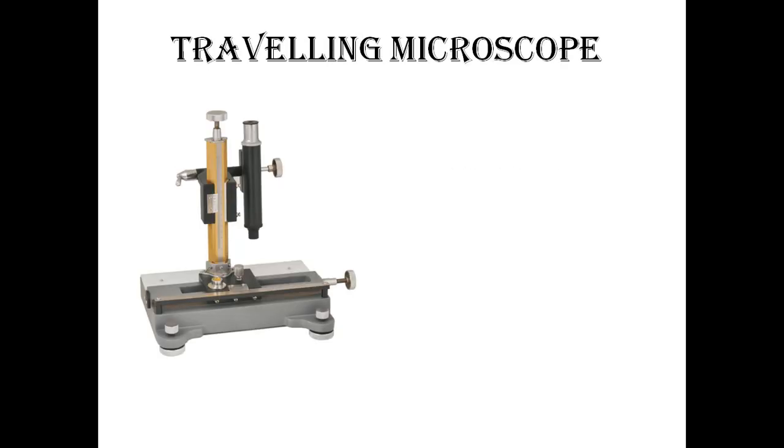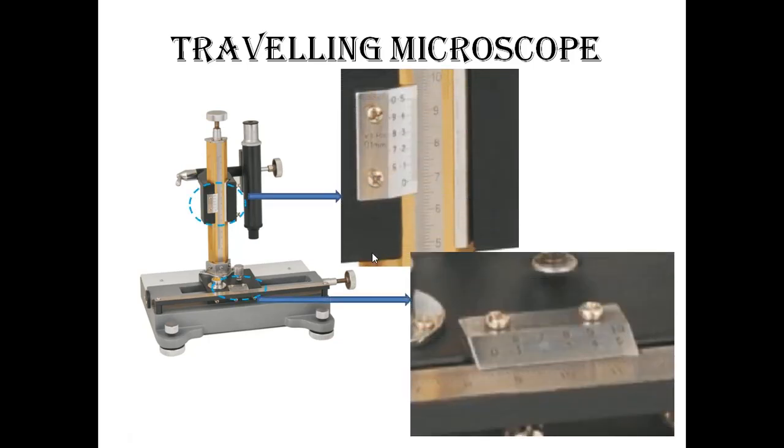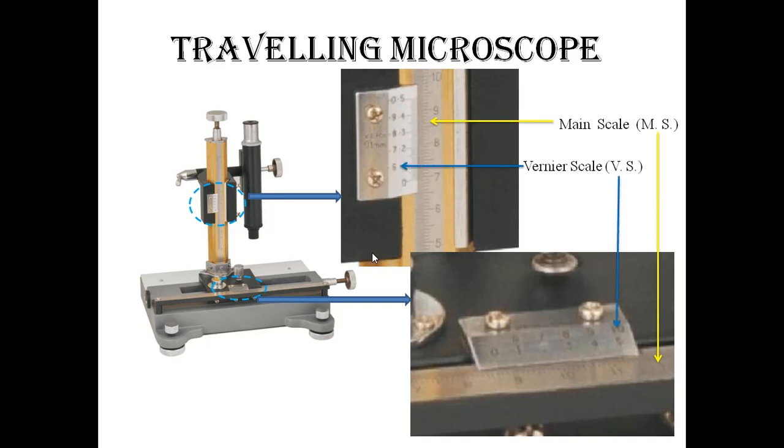Here I am showing the instrument, the traveling microscope. You can see there are two types of scale: one along the vertical scale, one along the horizontal scale. You can see it better in the zoomed part. This one is the main scale, and the smaller scale is known as the vernier scale.